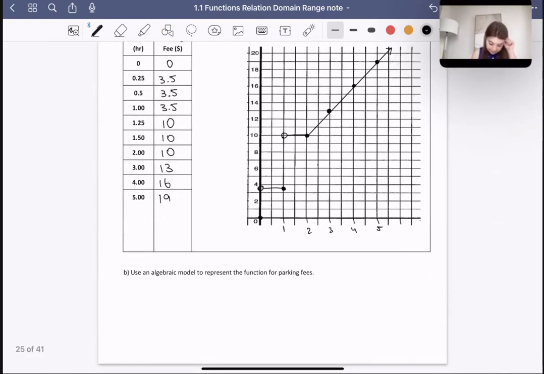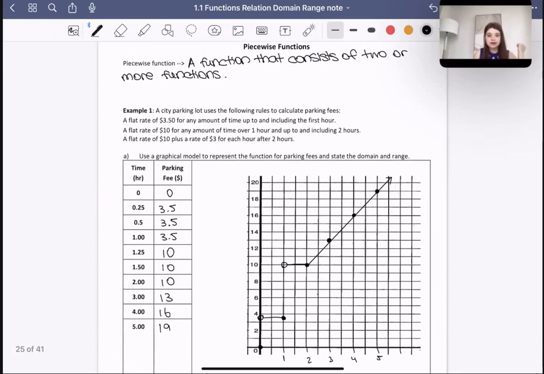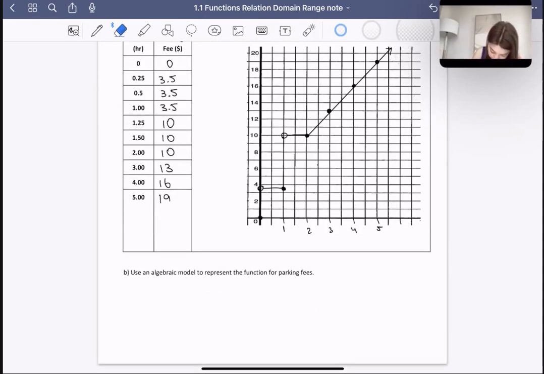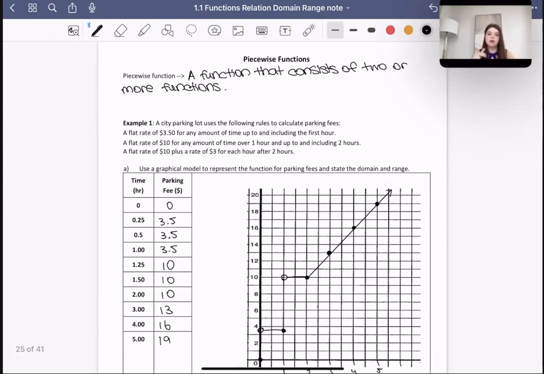Okay. Then it says use an algebraic model to express parking fees. And the thing is, if we didn't have piecewise functions specifically in their format, we wouldn't be able to even do this, right? Because you could say, well, there are three different equations here. First, there's the equation from 0 to 1. Then we have a separate equation from 1 to 2, and then we have a separate equation from here, right? We have three different pieces, 1, 2, 3 pieces, and so there's not just going to be one function that represents this, unless it's a piecewise function, which is a function that consists of two or more functions.